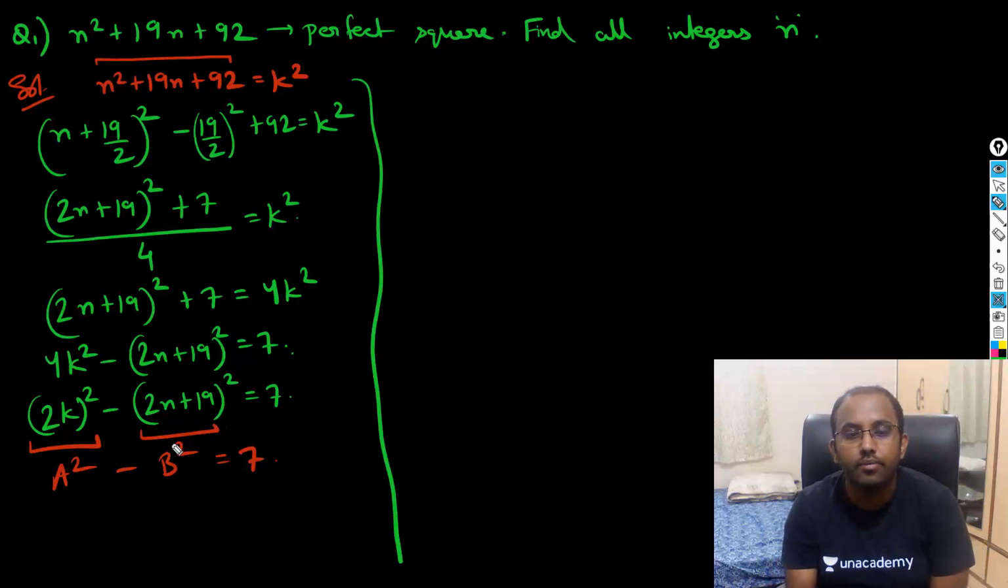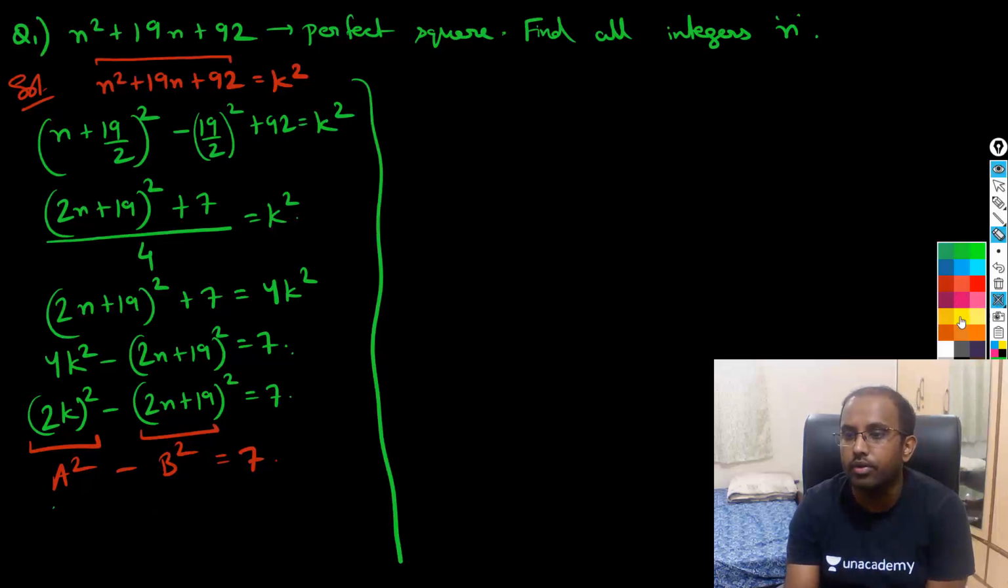You can just think over this: the difference of two perfect squares is 7. Like 2 is obviously a square and 1 is a square, but that will not satisfy. 4 minus 1 is 3. So for this, you can just list down a few of these perfect squares, and you'll get what the numbers actually are.